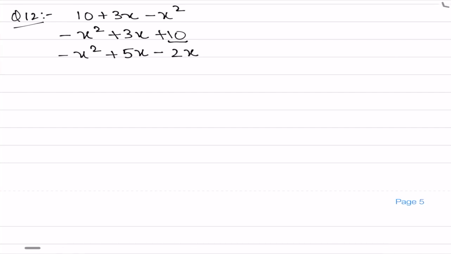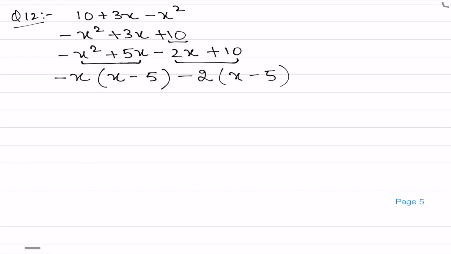plus 10. So in the first two terms, what is common? Here it's minus, we'll put minus out only. X is common, so minus x, in the bracket what is left? X minus 5. As I already explained in my previous video, whenever the negative sign is taken out, the next term's signs will change. So minus x into x minus 5, minus, in the last two terms, what is common? 2. So x minus 5. So minus x minus 2 and x minus 5.